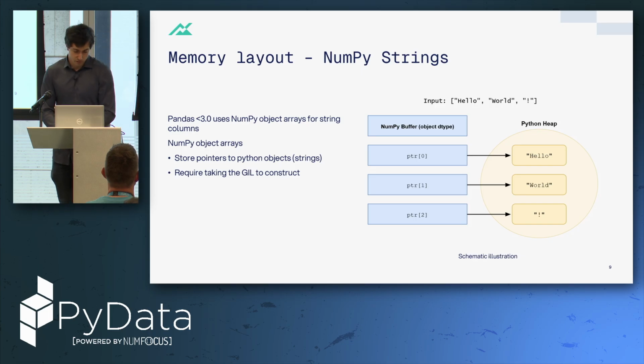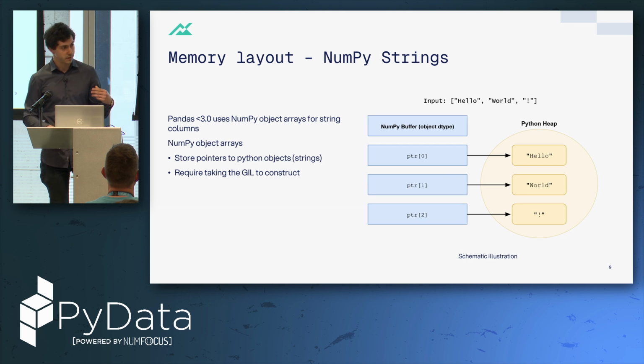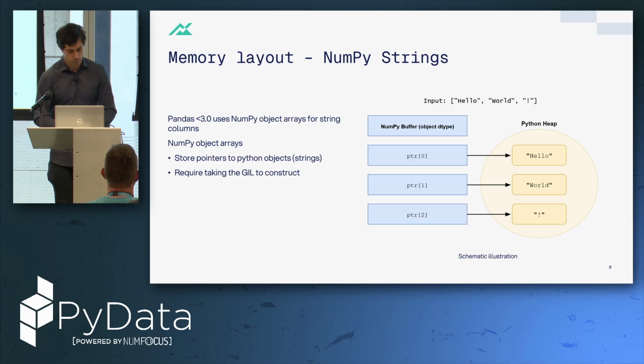Another big difference in the memory layout is how the two systems handle strings. In particular, the NumPy string format and the Arrow string format. It's worth noting that in Pandas before version 3.0, the default way to handle strings was to use the NumPy string arrays, which I'll cover here.